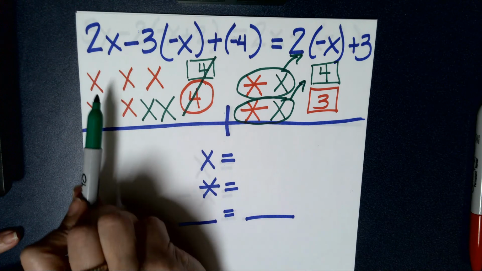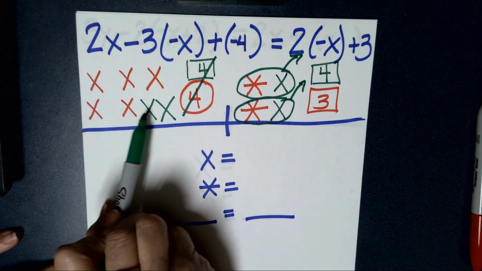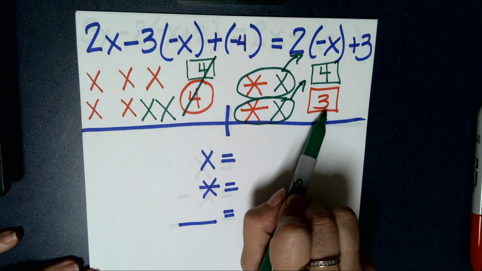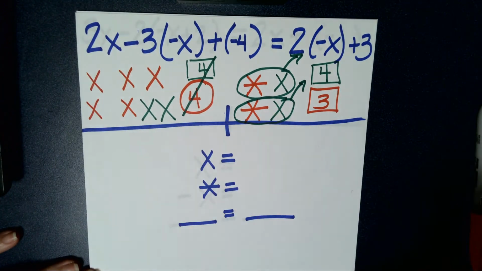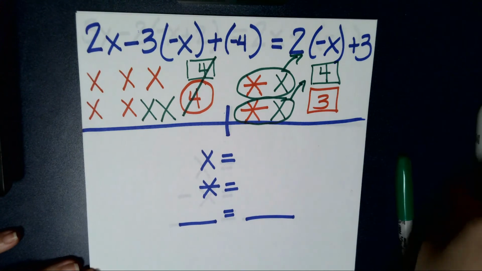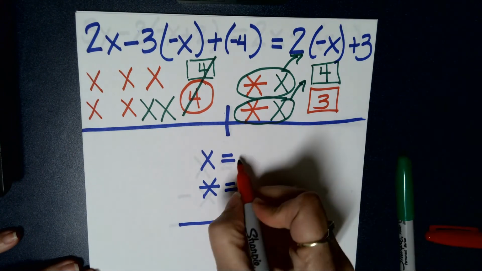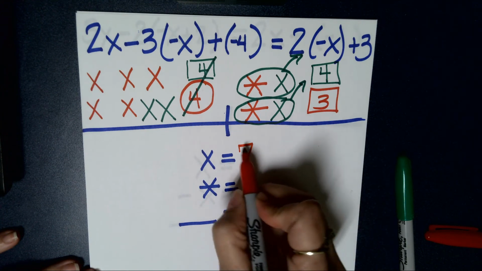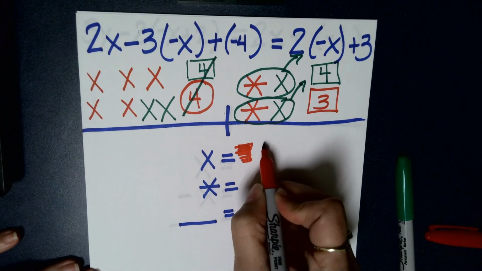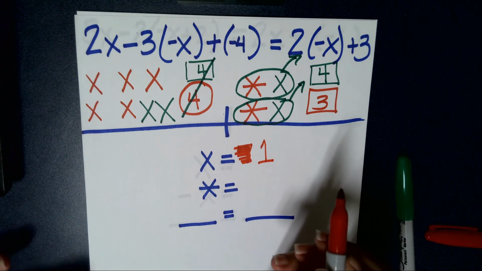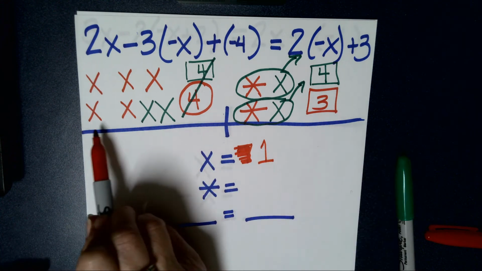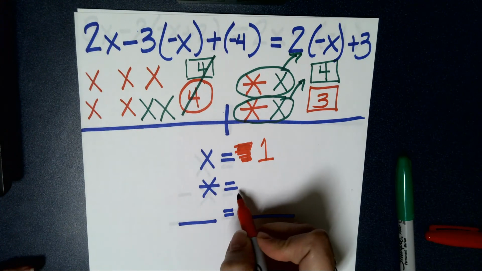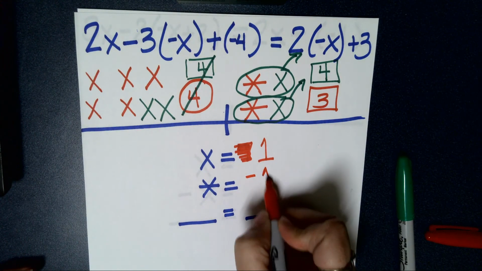So now we have 1, 2, 3, 4, 5, 6, 7 pawns is equal to 7. If 7 pawns is equal to 7, how much is 1 pawn equal to? That would be 1. I'm sorry, I have too many 7s on my brain. This would be 1 because 7 pawns is equal to 7, so x is equal to 1, and star would be equal to negative 1.